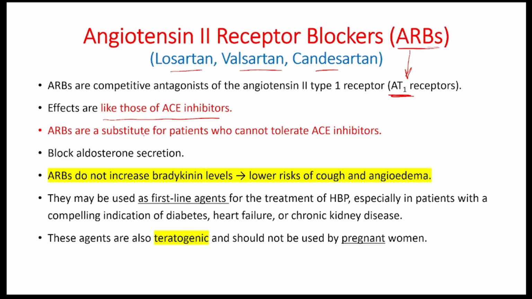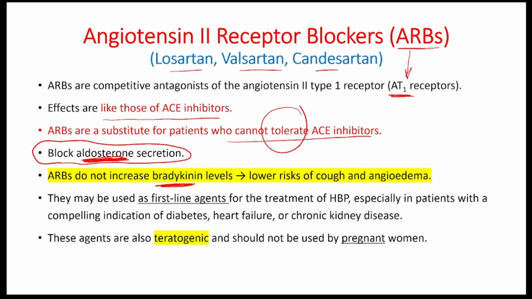ARBs are a substitute for patients who cannot tolerate ACE inhibitors. So if the patient cannot tolerate them, this is the alternative. This group of medications, losartan, valsartan, candesartan, also blocks the secretion of aldosterone. This is a very important point: ARBs do not increase the level of bradykinin. Very important. No increased level of bradykinin, and there is a low risk of cough or angioedema.